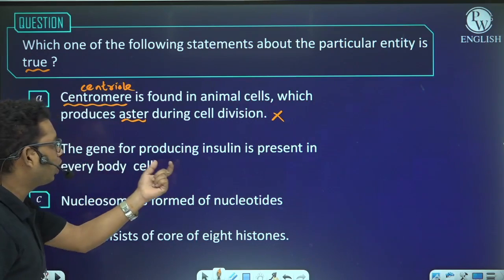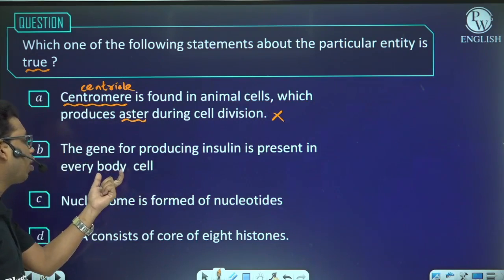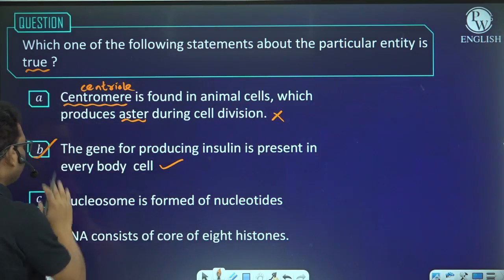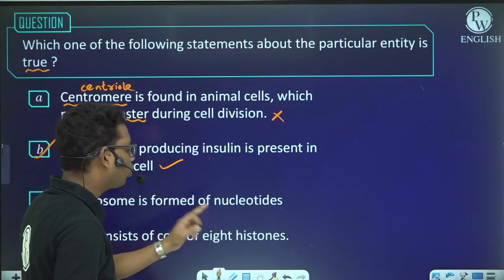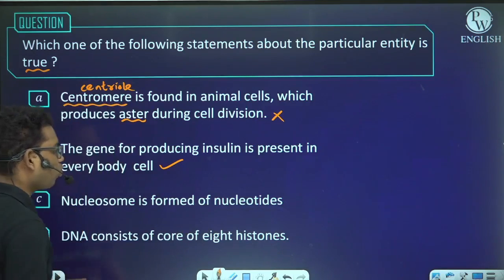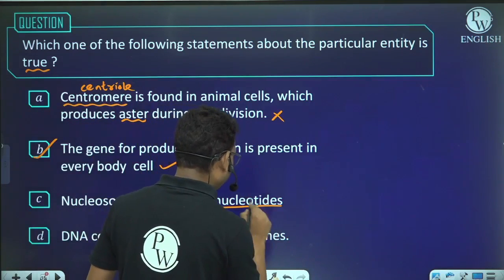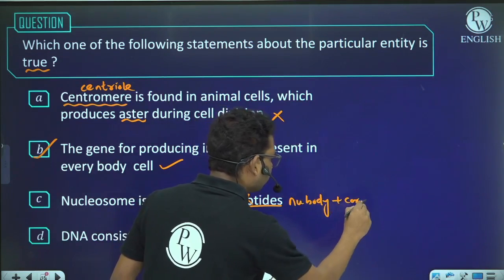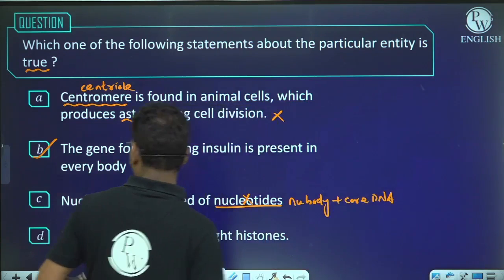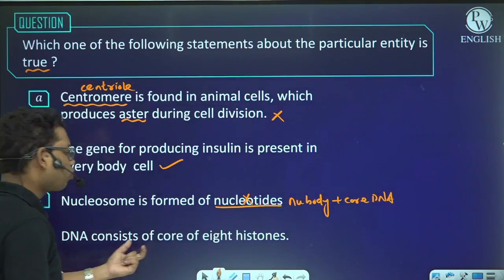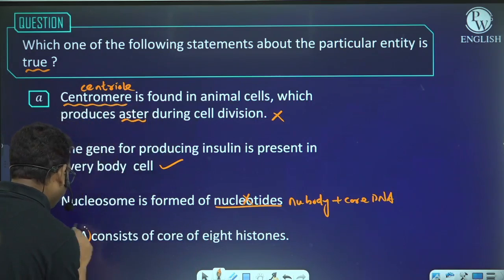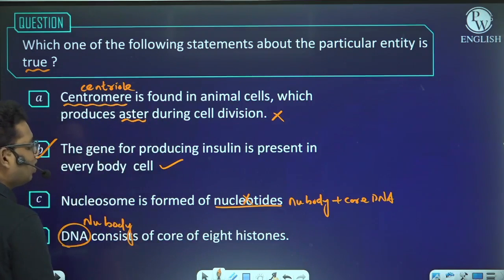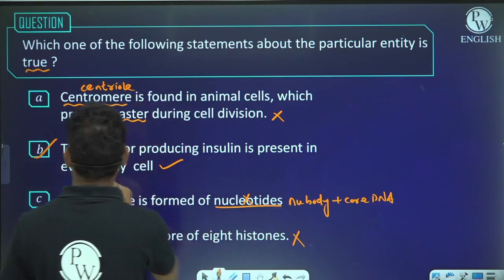The genes for producing insulin are present in every body cell. This is a true statement. So the answer is B. Why? Because here we do not have more than one option. Nucleosome is formed by nucleotides. No, nucleosome is formed of the new body, which is called core histone octamer plus core DNA. These two components form the nucleosome. DNA consists of core histone octamer. No, it is the new body, or core histone octamer, that consists of 8 histones. So this option is incorrect. So the answer is B.